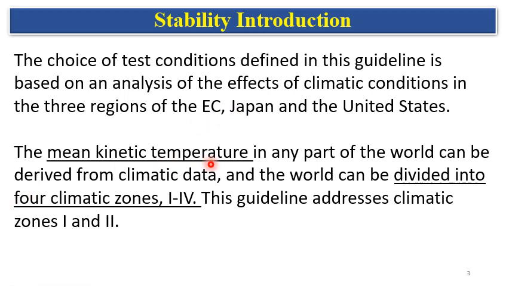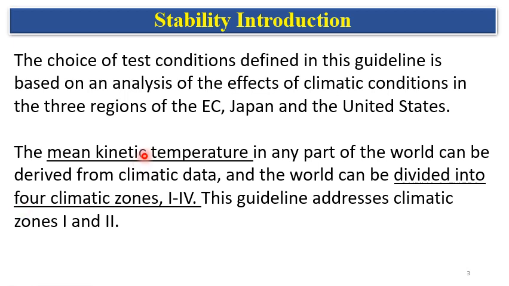The mean kinetic temperature in any part of the world can be derived from the climatic data, and the world can be divided into 4 climatic zones, that is zone 1 to 4. This guideline addresses climatic zone 1 and 2. So by this guideline we will understand the stability testing requirement for zone 1 and 2.